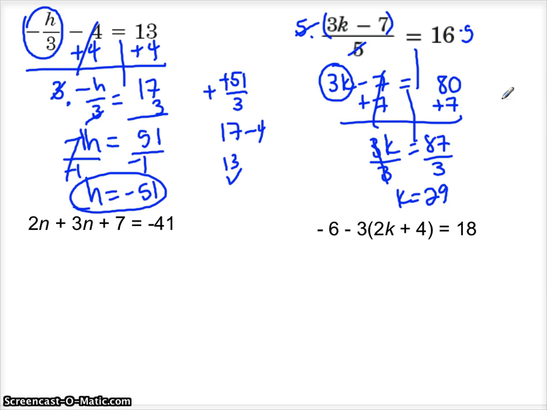Okay, and then just plug that in. 29 times 3 is 87, minus 7 is 80, divided by 5 is 16, so that checks.